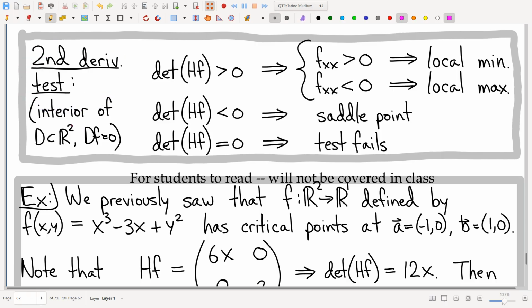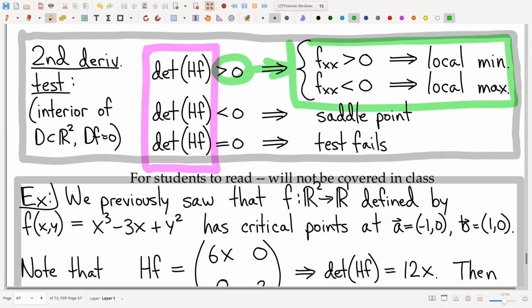By the way, this is only for 2 dimensions. And here's how it works. We have to first look at the determinant of the Hessian matrix, as it turns out. Positive would mean that we get something fairly familiar, reminiscent of single variable. Positive means minimum, negative means maximum.